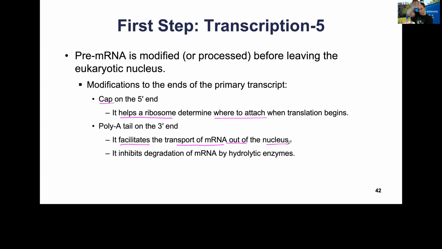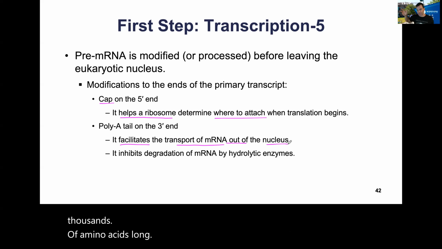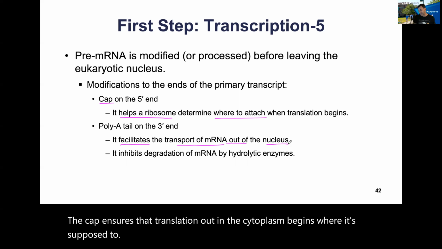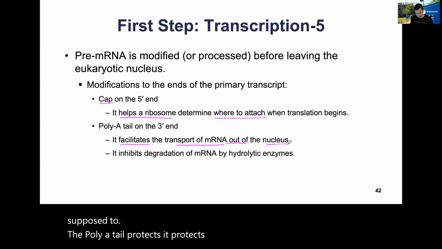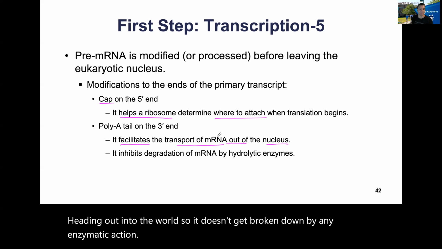RNA polymerase opened this segment up and copied it, copied as long as we had to. Could be a few hundred, could be several thousand amino acids long. We've copied it. Now I put a cap and my tail coat on. The cap ensures that translation out in the cytoplasm begins where it's supposed to. The poly A tail protects it as it's heading out into the world, so it doesn't get broken down by any enzymatic action, and facilitates its movement out of the nucleus.